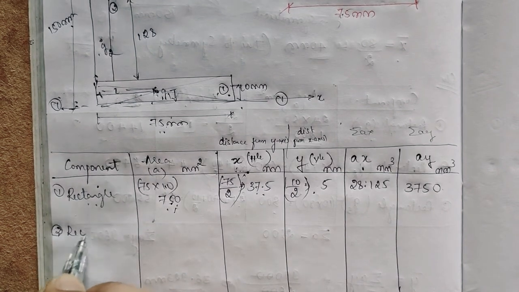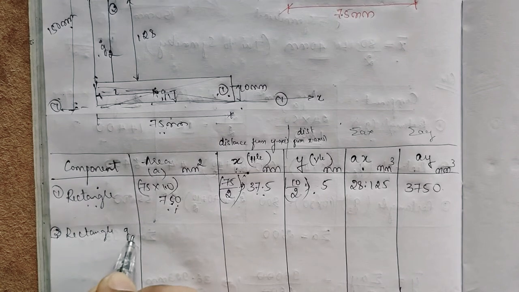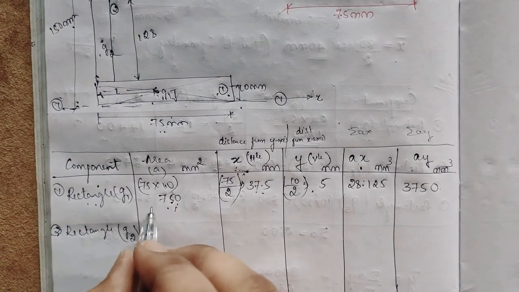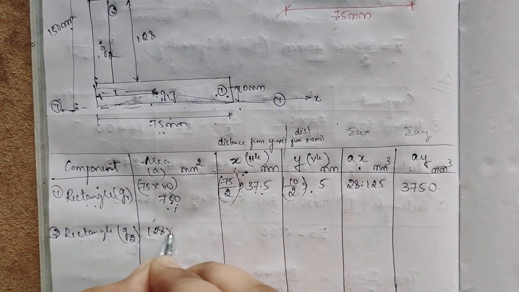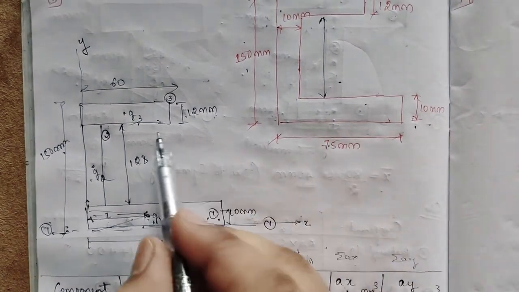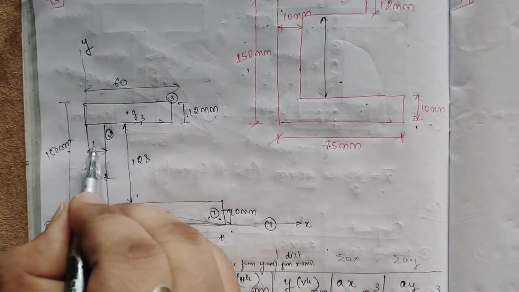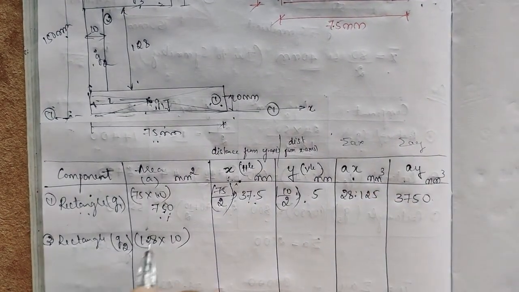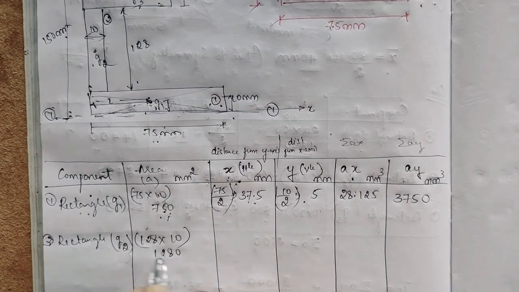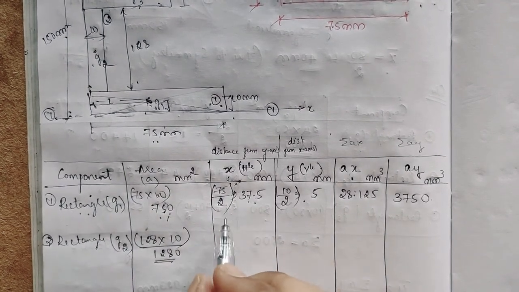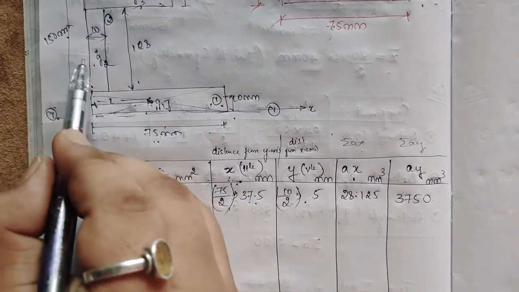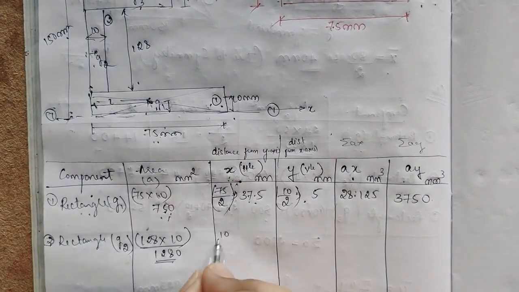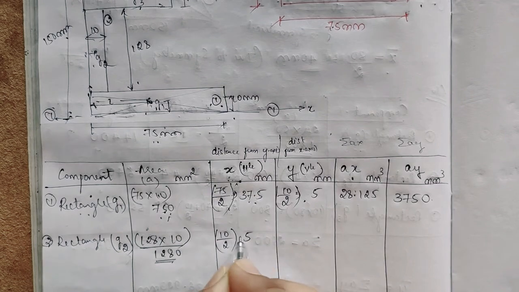Now the second rectangle, that is centroid G2. This is G1. So the G2 area is nothing but 128 into 10. The distance is 128, and this is 10 mm. So 128 into 10 will be 1280. Okay, 1280. Now the distance of x from the axis, what does it come to? d by 2, 10 by 2. So 10 divided by 2 is nothing but 5.